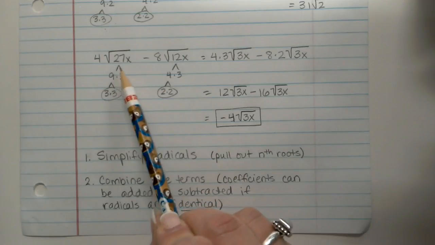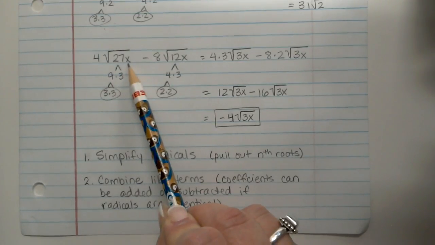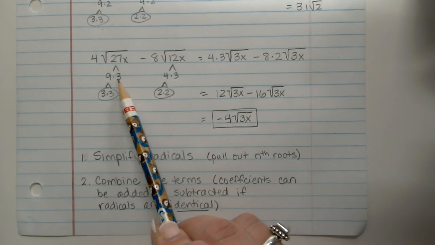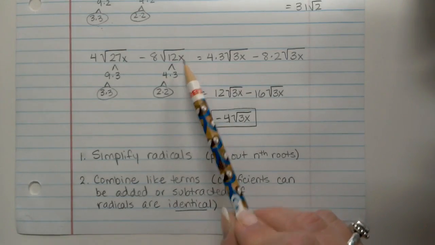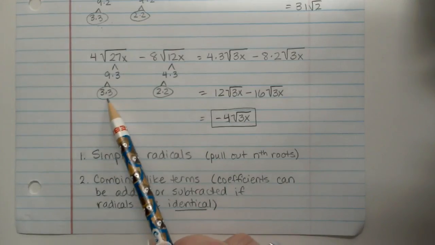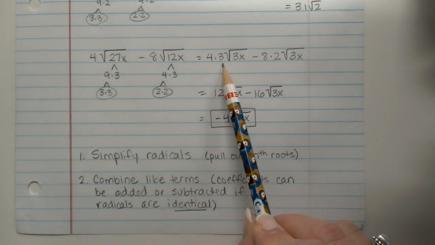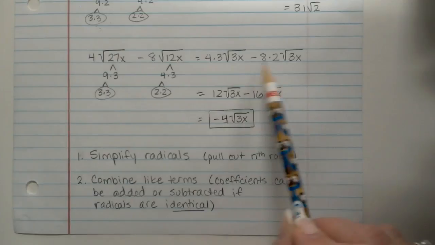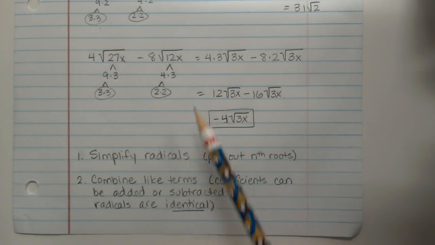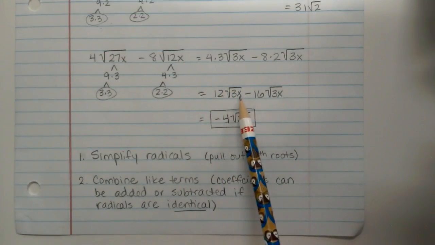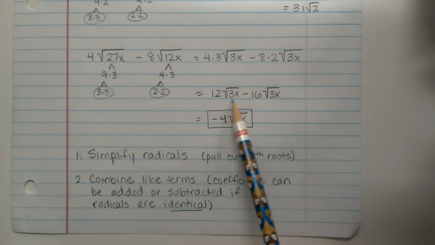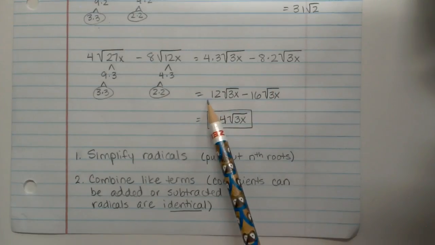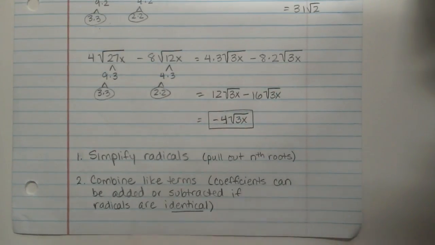So here I'm going to simplify the radical. The x can't be simplified, so it's going to stay underneath. So is this 3. The x can't be simplified. It's going to stay underneath. So is this 3. But I got to pull out a 3 here to multiply by the 4. And I pulled out a 2 to multiply by the negative 8. So this becomes 12 square root of 3x, negative 16 square root of 3x. These match. So 12 minus 16 is negative 4. All right, let's try a few.